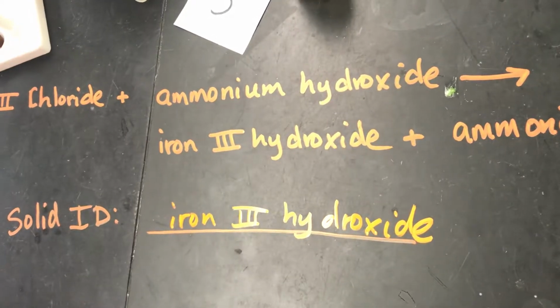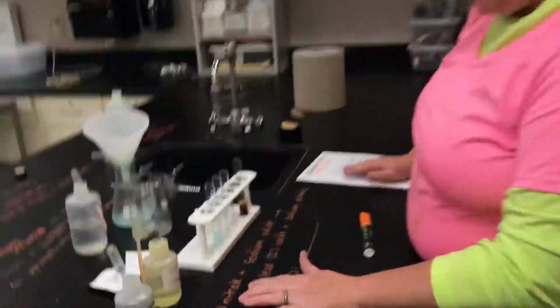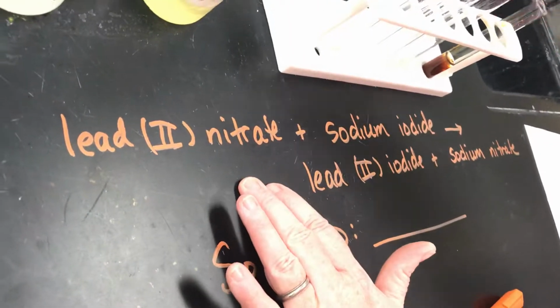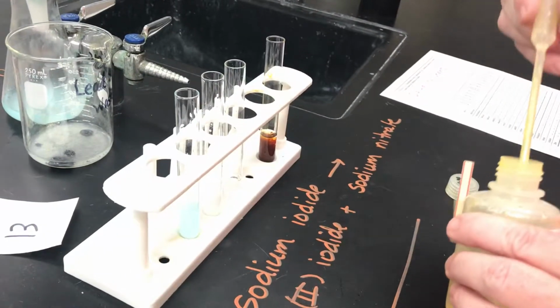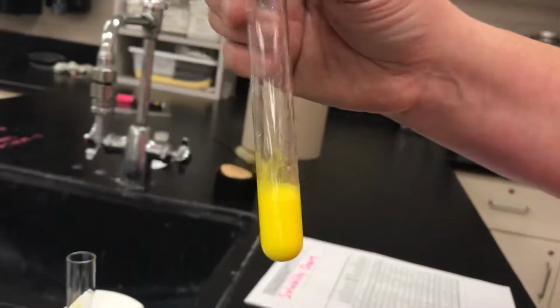And we have one more reaction. We have to take a little look. And in this one, we're combining lead nitrate with sodium iodide. I've already put the lead nitrate in there, so I will take the sodium iodide and go ahead and drip some in. And it's a really spectacular reaction. It produces this yellow solid.